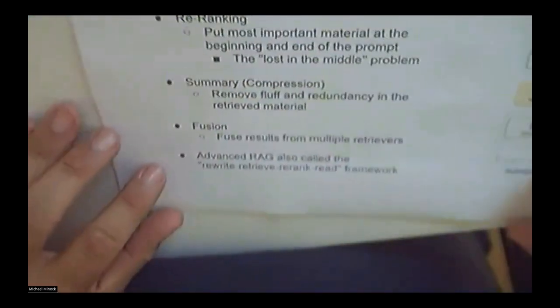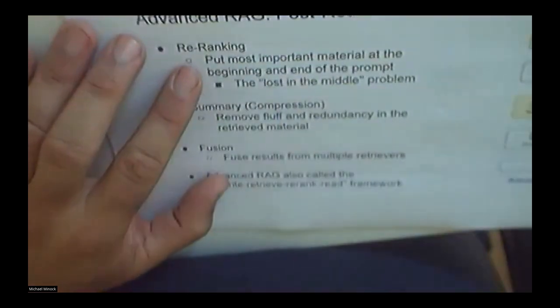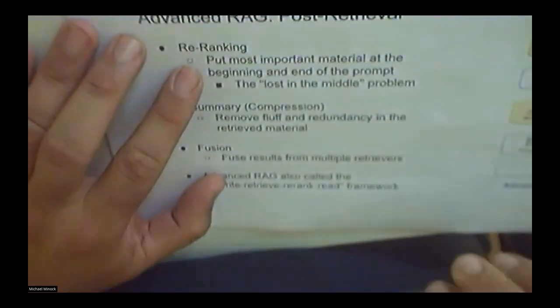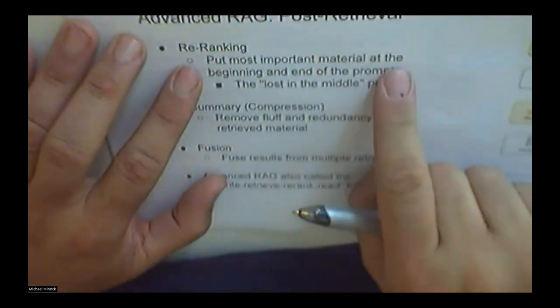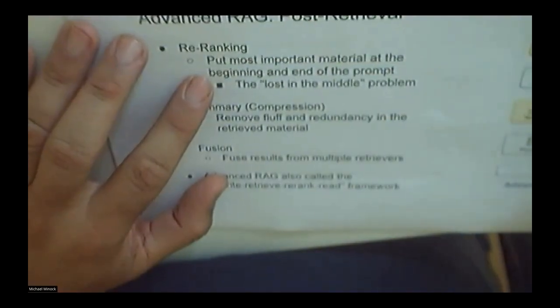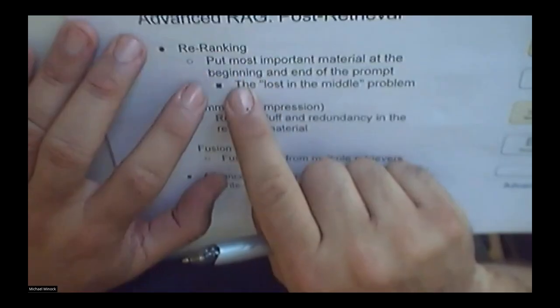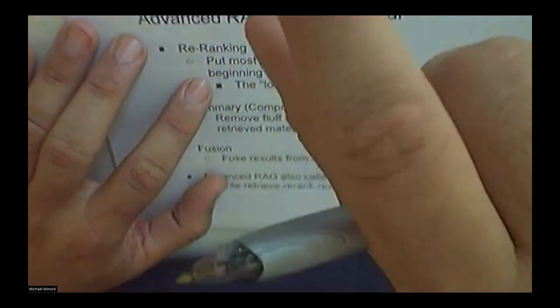Then the post-retrieval stuff is what's going on here. When we get our chunks back, we naturally have a ranking: if I say the n nearest neighbors, there's a natural ranking, the closest, the next closest, etc. So what we might want to do is put the more important chunks either at the beginning or at the end.